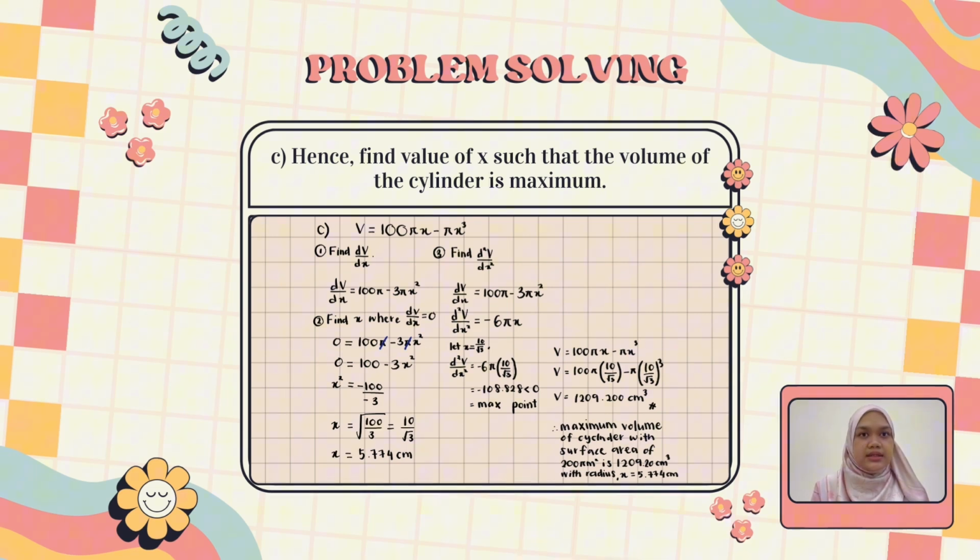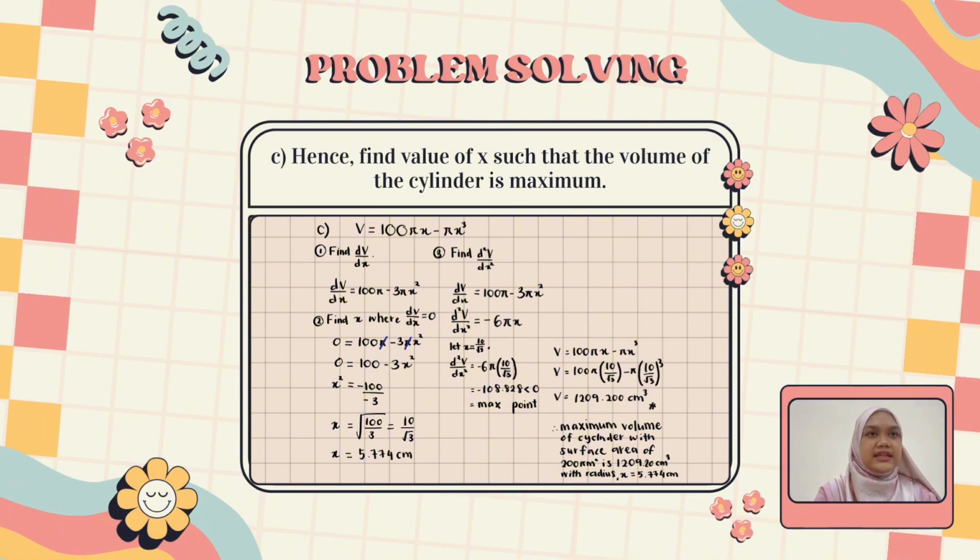0 equal to 100 minus 3x square. X square equal to negative 100 per negative 3. So x equal to square root of 100 per 3, equal to 10 over the square root of 3. So we can get x equal to 5.774 cm.